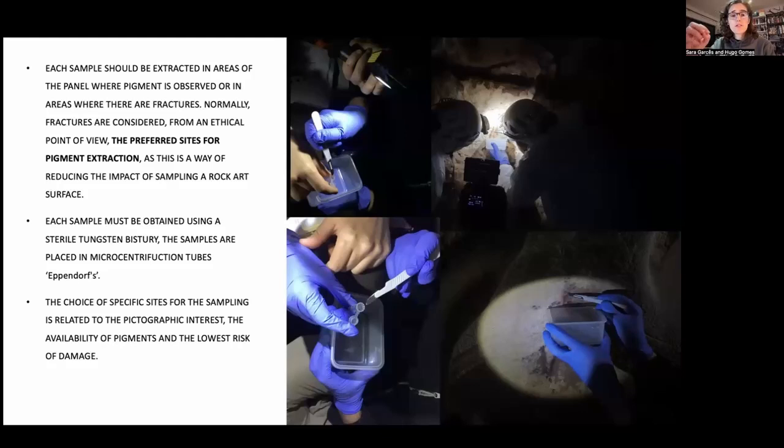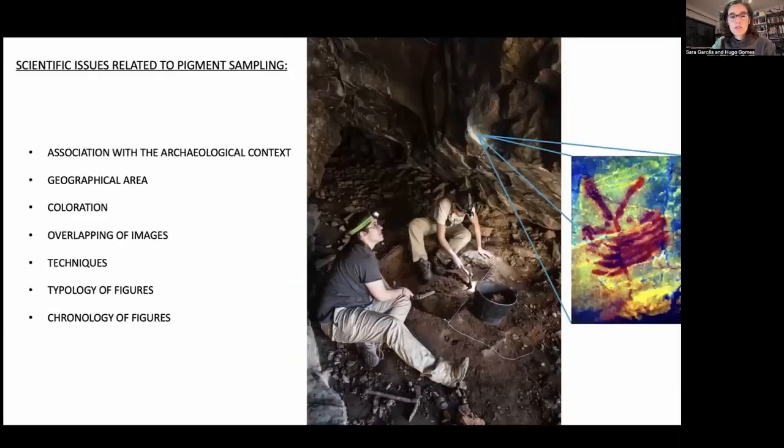There are preferred sites in the panel where we should extract pigment. We have to consider the fractures of the panel, and whether there are painted parts of the figure. There are specific instruments that we have to use, like sterile tungsten scalpels and tubes. And obviously the choice of where we extract the sample is very important, also for conservation issues regarding the site.